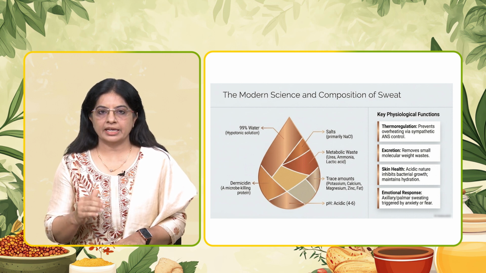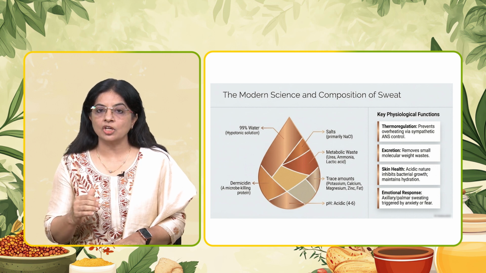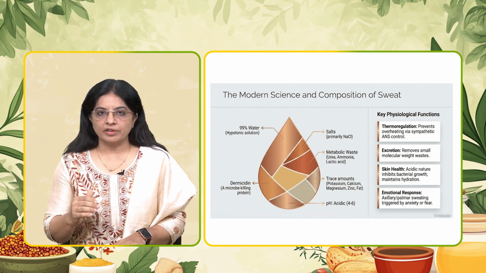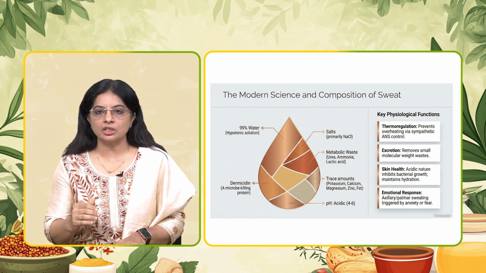Now let us look at the major function of the sweating. The first and foremost important function of the sweating is thermoregulation. Sweating is regulated by the sympathetic division of the autonomic nervous system. When body temperature rises, sweat is produced and its evaporation helps in cooling the body. In this way, sweating helps maintain normal body temperature and prevents overheating.